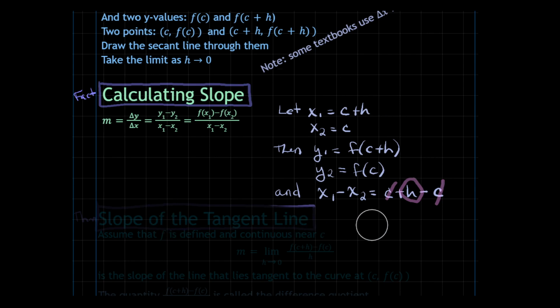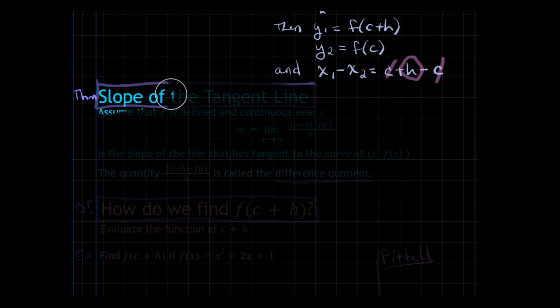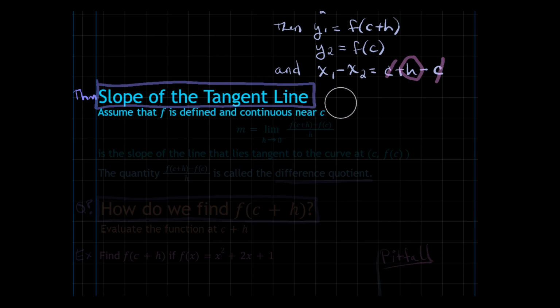All right? So we're going to take this information and plug it into the idea of slope, along with a limit that's going to let h go to 0. And here's how we get the slope of the tangent line. So assume that f is defined and continuous near c. The slope of the tangent line at c is going to be the limit as h goes to 0 of f of c plus h minus f of c over h.